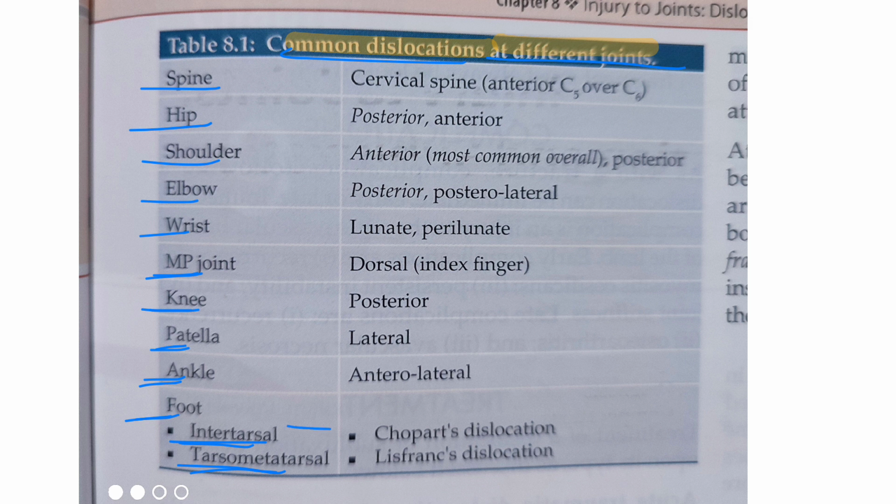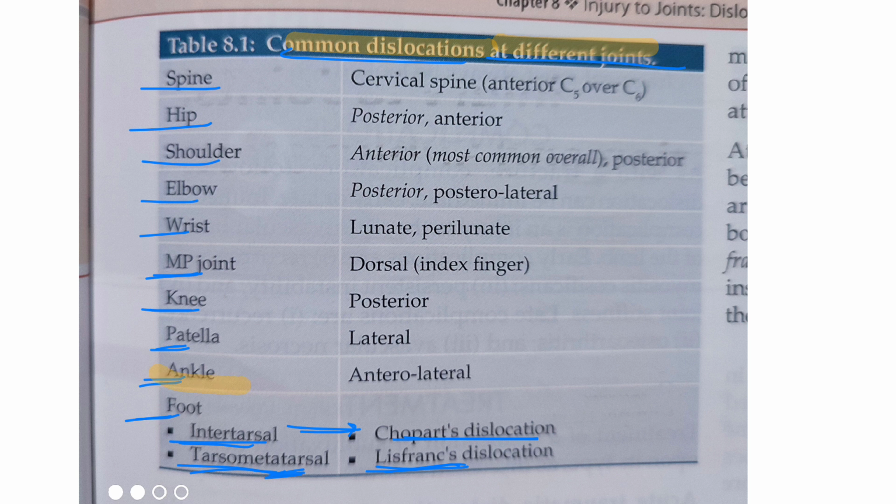So intertarsal is called Chopart dislocation. And tarsometatarsal is Lisfranc. So Chopart is intertarsal and Lisfranc dislocation is tarsometatarsal.